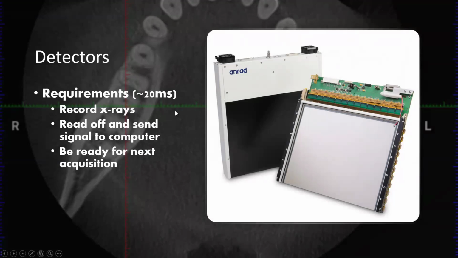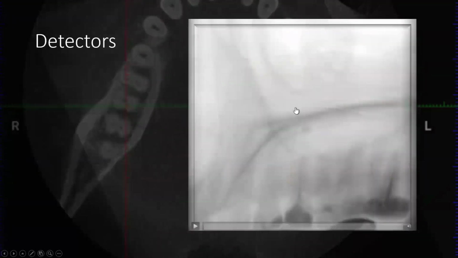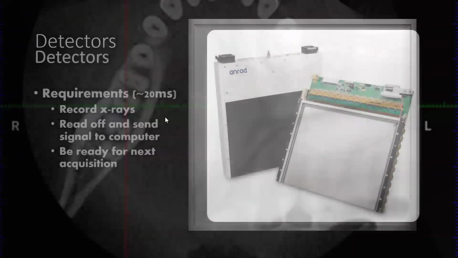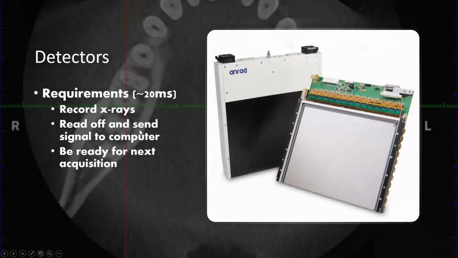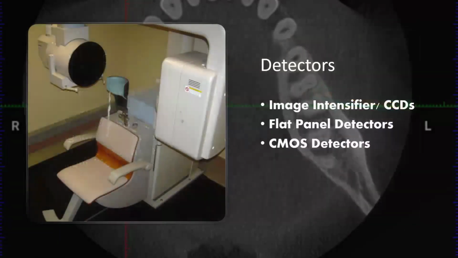If you can imagine that, each of those images is being created within about 20 milliseconds of each other. So it has to have a very fast readout, relatively fast computer system to be able to read that, send that signal to the computer and be ready for the next acquisition. This technology wasn't available until around the 90s.